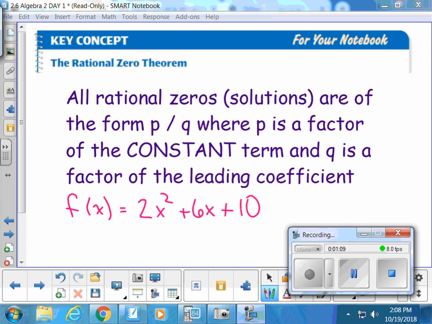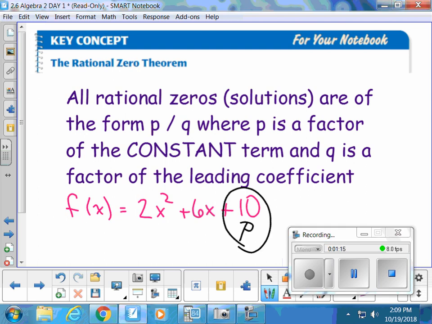All right, we're back, everyone. I just wanted you to look at this polynomial with me to realize that P would be the 10. And if you would need to make a list of factors of 10, you just make a list of numbers that divide 10 evenly. 1, 2, 5, and 10. Q would be the factors of the leading term, leading coefficient. In this case, 2. So the factors of Q would be 1 and 2.